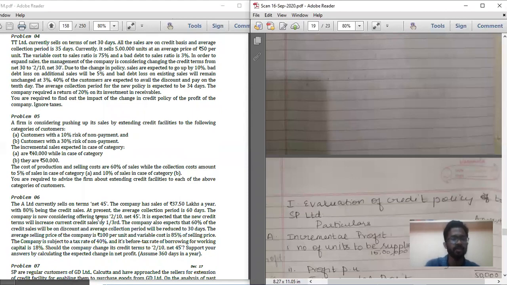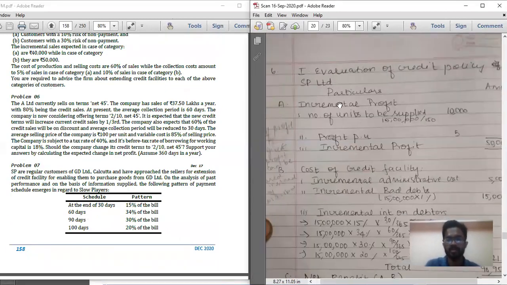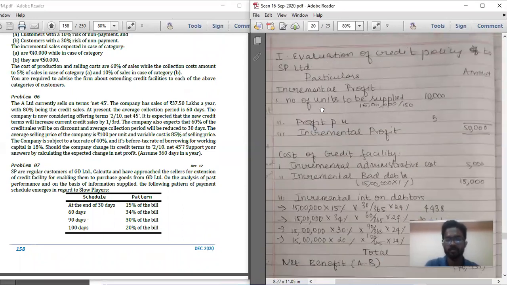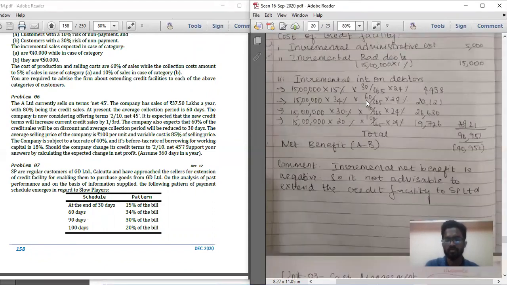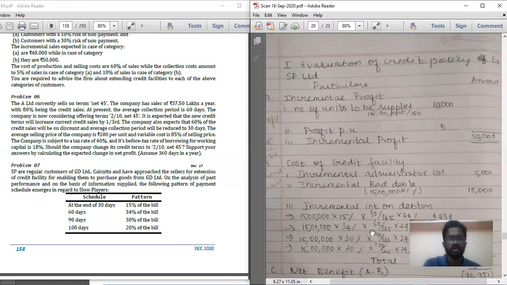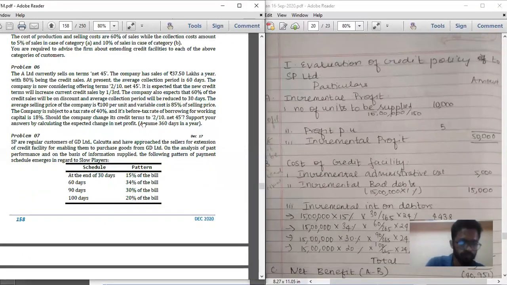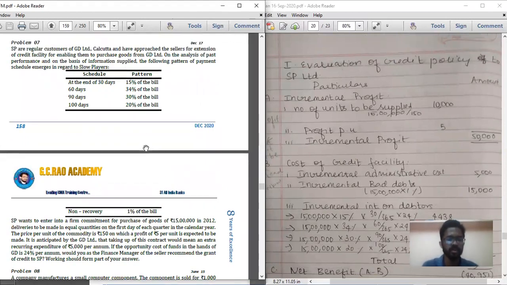Okay, with this we have completed problem number 4 and problem number 6. Now come to problem number 7. What is this problem number 7? This is not a new concept, it is the same concept, but a new method. The concept is similar. You have to calculate the net benefit, but you have to do it in a different way. Problem number 7.